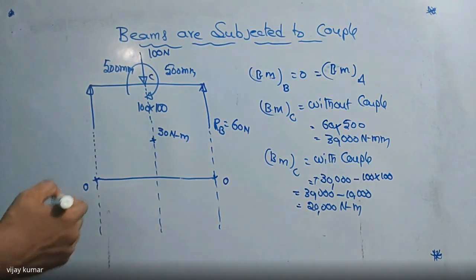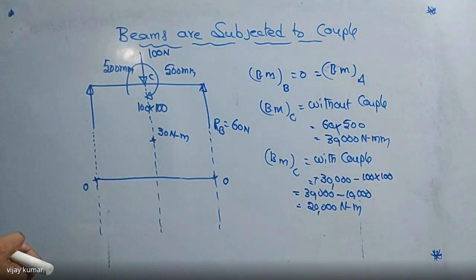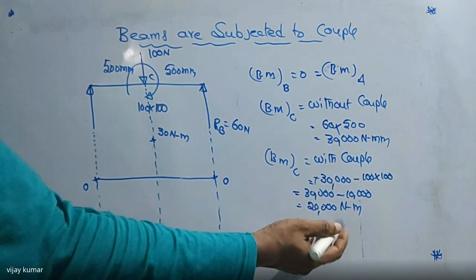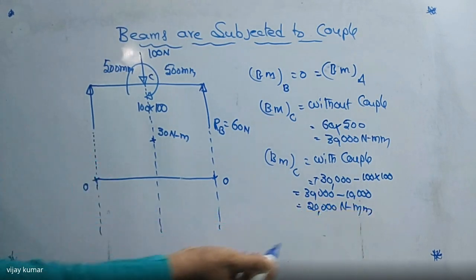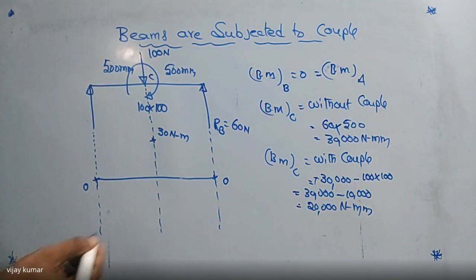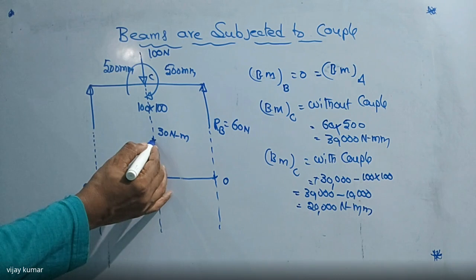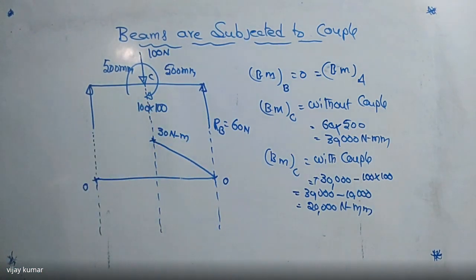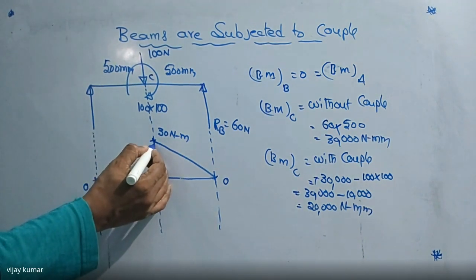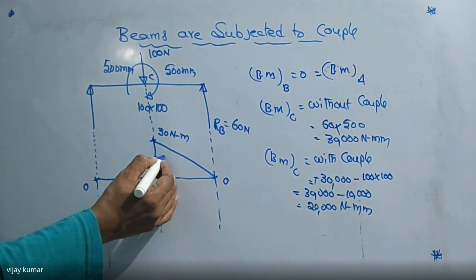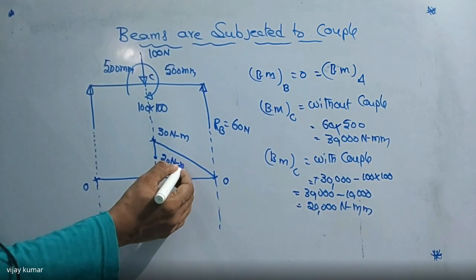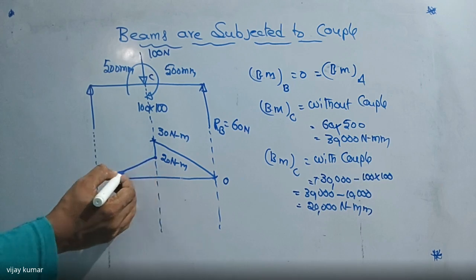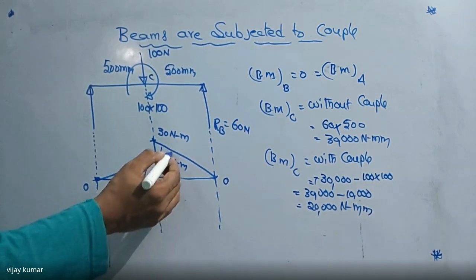Now with couple, how much you get? That is 20,000 Newton mm actually. It is divided by 1000. We are getting 20 Newton meter. So next, this one is the bending moment for this position. So next one is with couple. We are getting 20 Newton meter here. I'm going to join like this here. And bending moment is 0 here. So this is the bending moment diagram for this beam now.